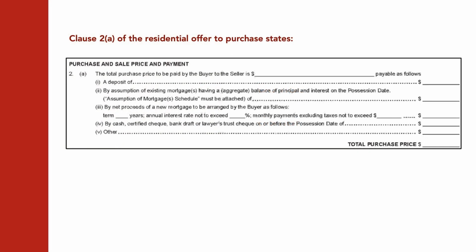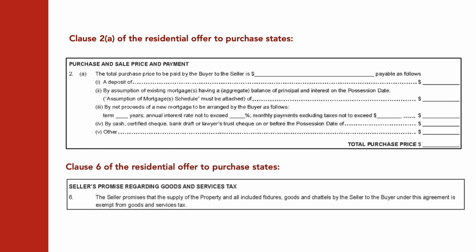When it is known that GST is payable, wording should be added to Clause 2A of the residential offer to purchase, stating that either GST will be added to the purchase price or the purchase price includes GST. Additionally, Clause 6 of the residential offer to purchase states that the seller promises everything included in the sale is exempt from GST. If GST is payable and is intended to be the responsibility of the buyer, this clause must be struck out. Otherwise, the seller may become responsible for paying the GST without being able to collect it from the buyer.